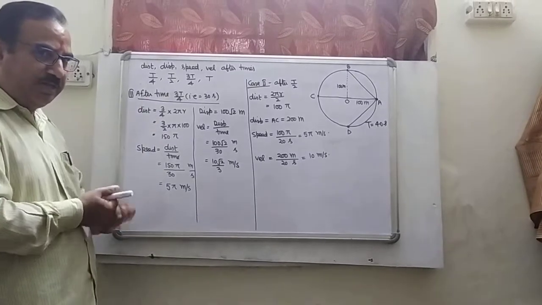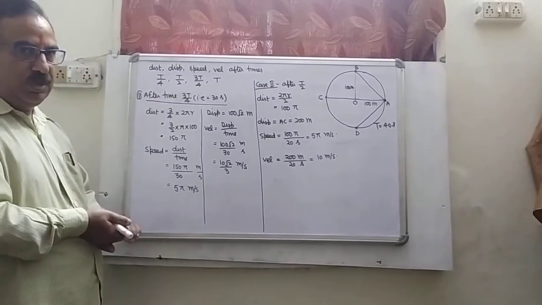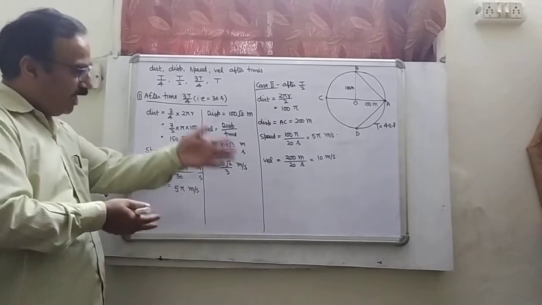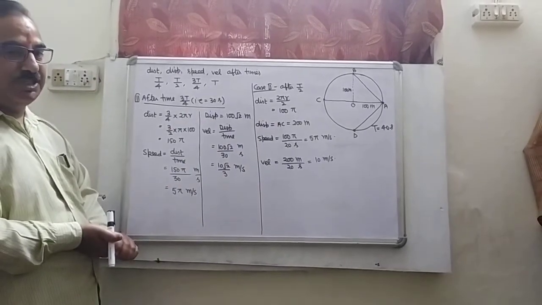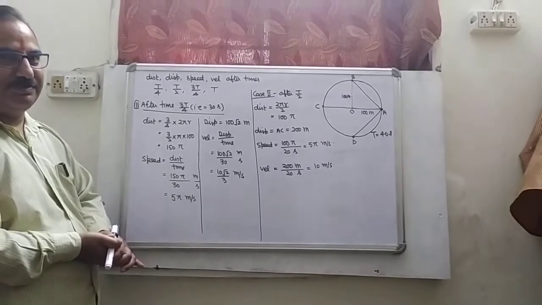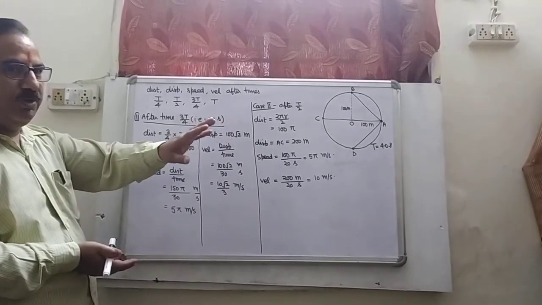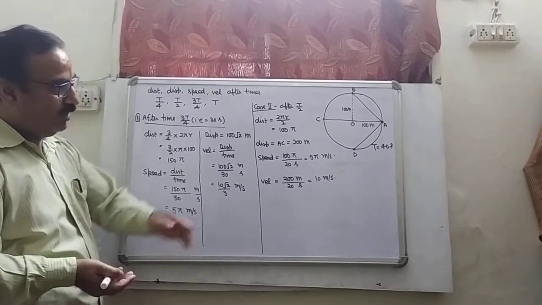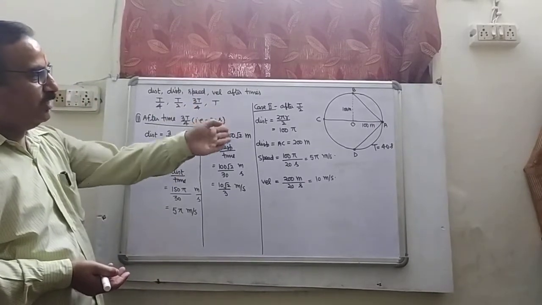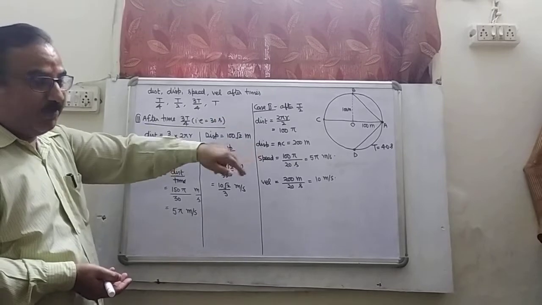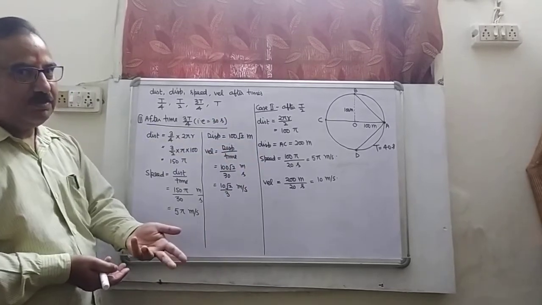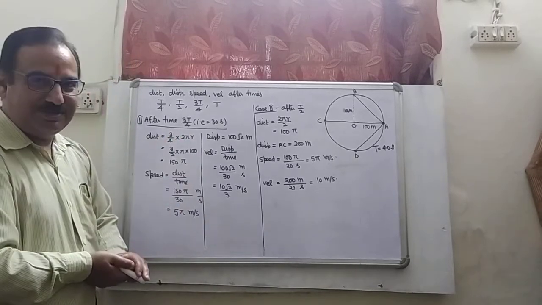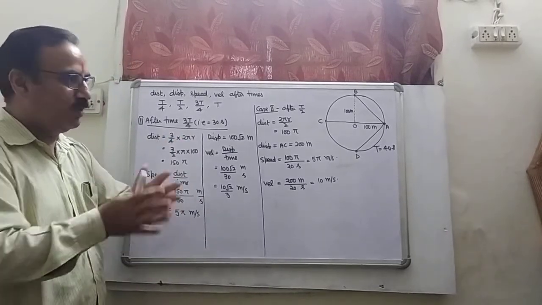What I am observing: distance is changing, displacement is changing, velocity is changing. But speed is not changing. Such type of motions are called uniform circular motion. When an object travels along a circular path with constant speed, but its velocity is changing because of the change in direction of the motion, such type of motion is called uniform circular motion.